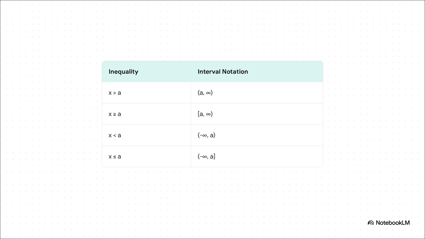This table is basically a direct translation guide from inequalities to our new shorthand. If x is just greater than a, no equal to, you use a parenthesis. But the second you see that little line underneath, greater than or equal to, bam, you switch to a bracket. And here's a pro tip. Infinity always gets a parenthesis. Why? Because you can't actually get there. It's an idea, not a destination.